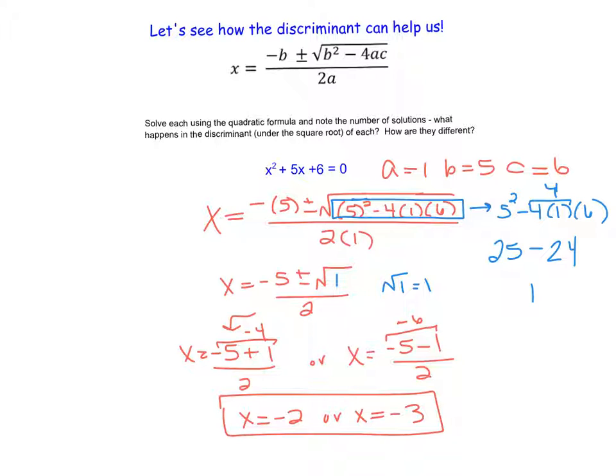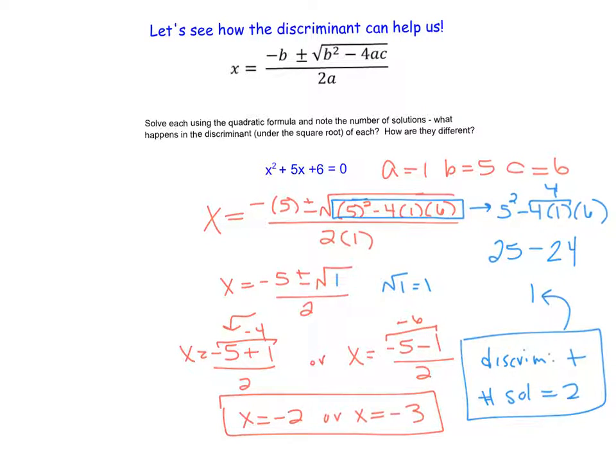And something to note here is that when our discriminant was something that was positive, our number of solutions was equal to 2. So our discriminant here was a positive 1. So if we have a positive number, our number of solutions is 2 compared to the previous slide when we had a discriminant that was 0 and our number of solutions was 1.